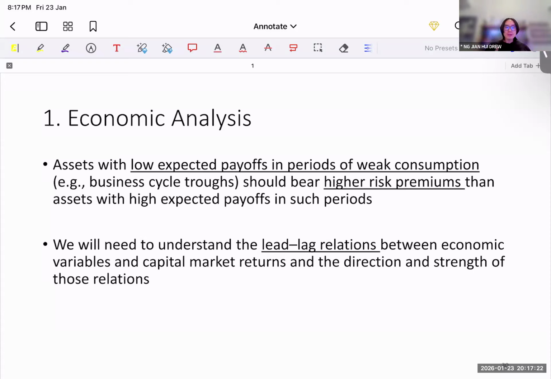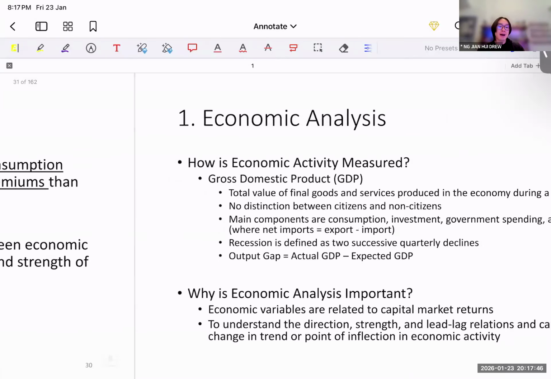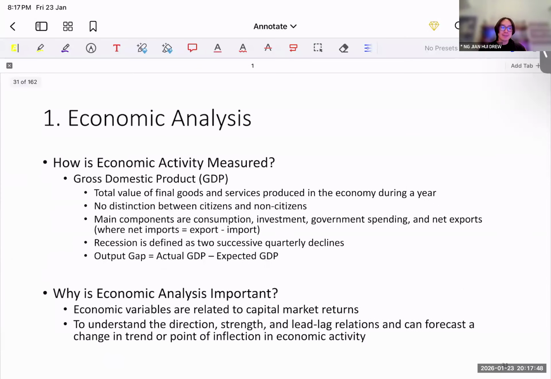So from there, we should proceed to try and understand that different stocks react differently in different parts of the business cycle. Then are we able to forecast certain lead-lag relationships or factors that can indicate when the business cycle is going up or when it is going down, right? So this is part of our economic analysis.